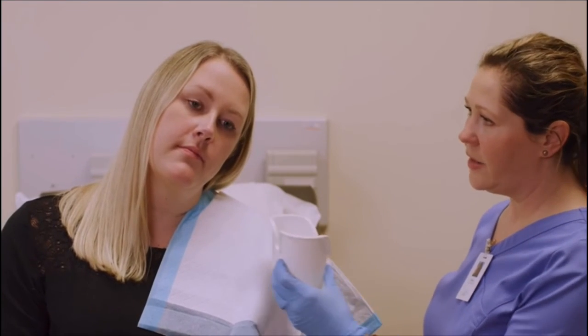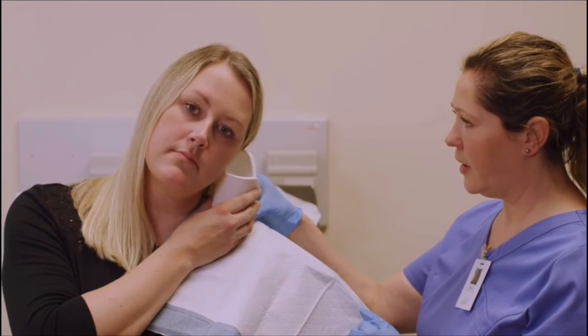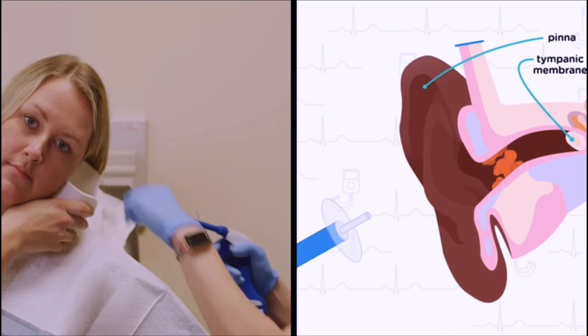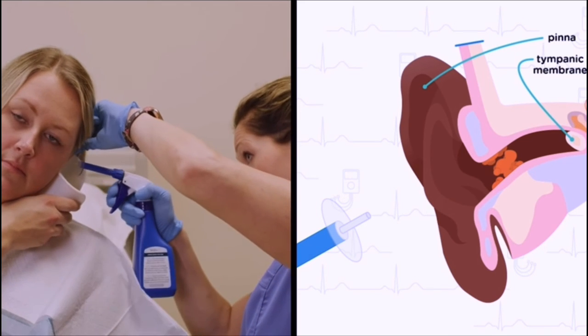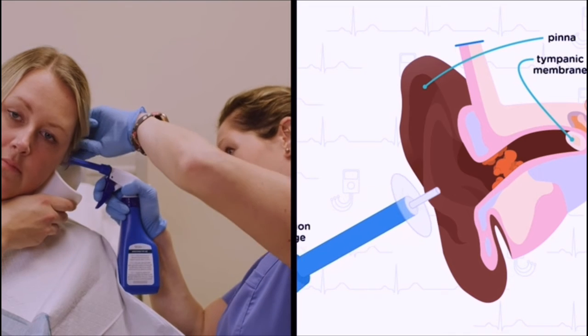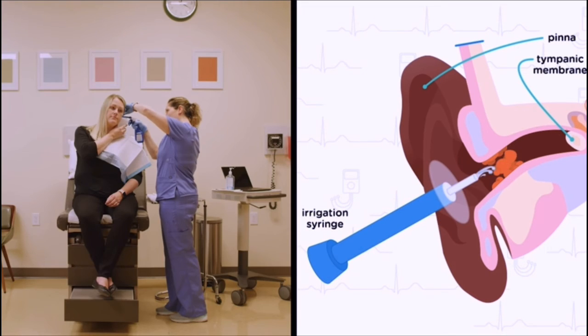Instruct the patient to tilt their head towards the side you're irrigating. Place the earwash basin tightly below the ear and ask the patient to hold it in place. Grasp the spray bottle in your dominant hand and the disposable tip in your non-dominant hand. Insert the tip into the patient's ear, positioning it towards the top of the ear canal. Begin spraying the solution, keeping a moderate stream flowing.